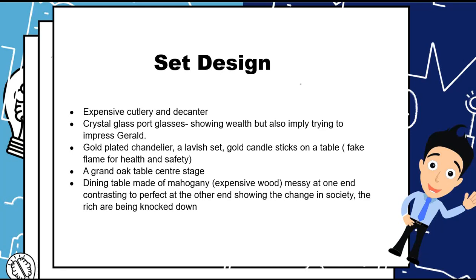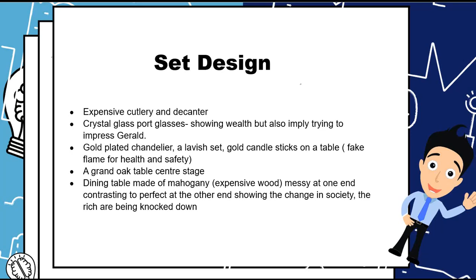A grand oak table centre stage. Dining table made of mahogany. Now this is where your research comes in. It's an expensive wood. What kind of wood, what kind of materials were the tables made of in Edwardian England? Believe it or not, when you do your research you find out there were different styles of furniture, different styles of materials used to make them. So it was mahogany wood that was used in Edwardian times.